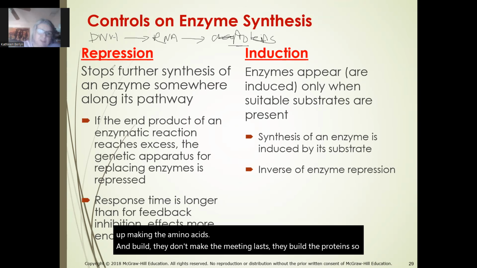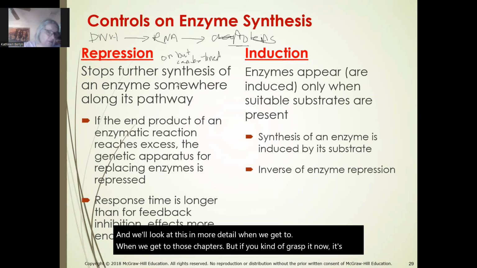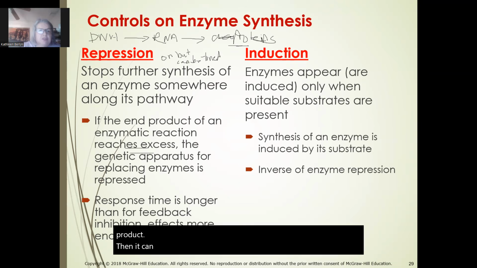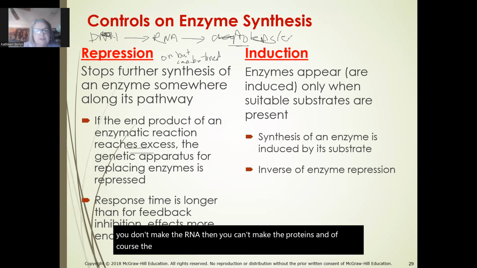So repression happens when the enzyme is normally on, and it can be turned off. We'll look at this in more detail when we get to those chapters, but if you grasp it now, it's going to make that a lot easier then. If you reach some excess of product, then it can bind to a repressor, and then that repressor will come and bind on the DNA and block the production of RNA. And if you don't make the RNA, then you can't make the proteins. And of course, the protein that we're talking about here is an enzyme.